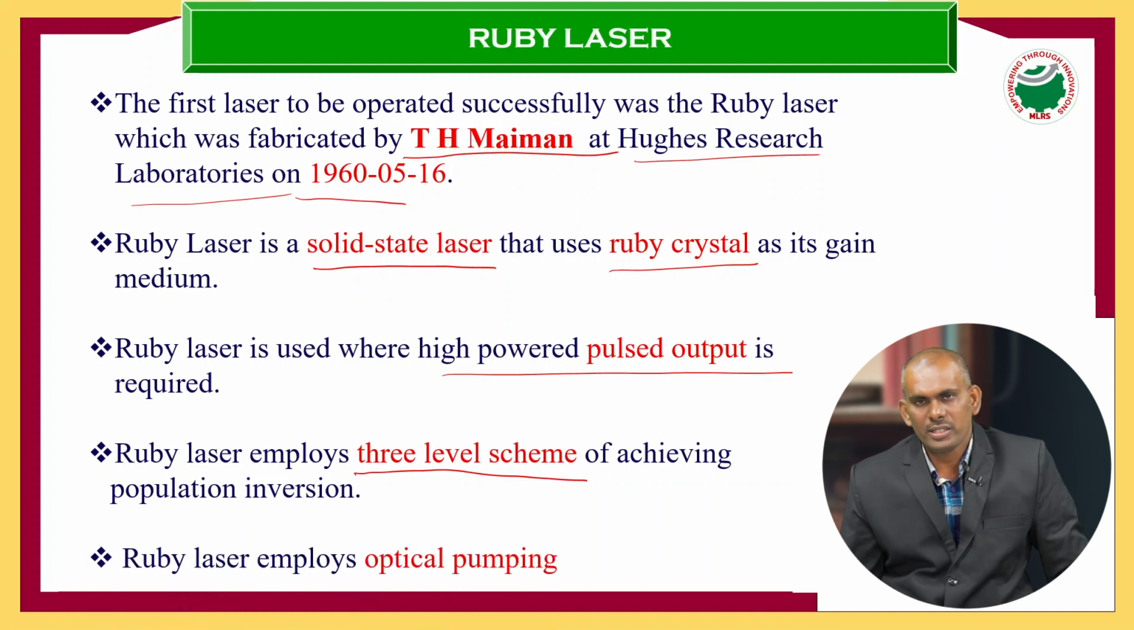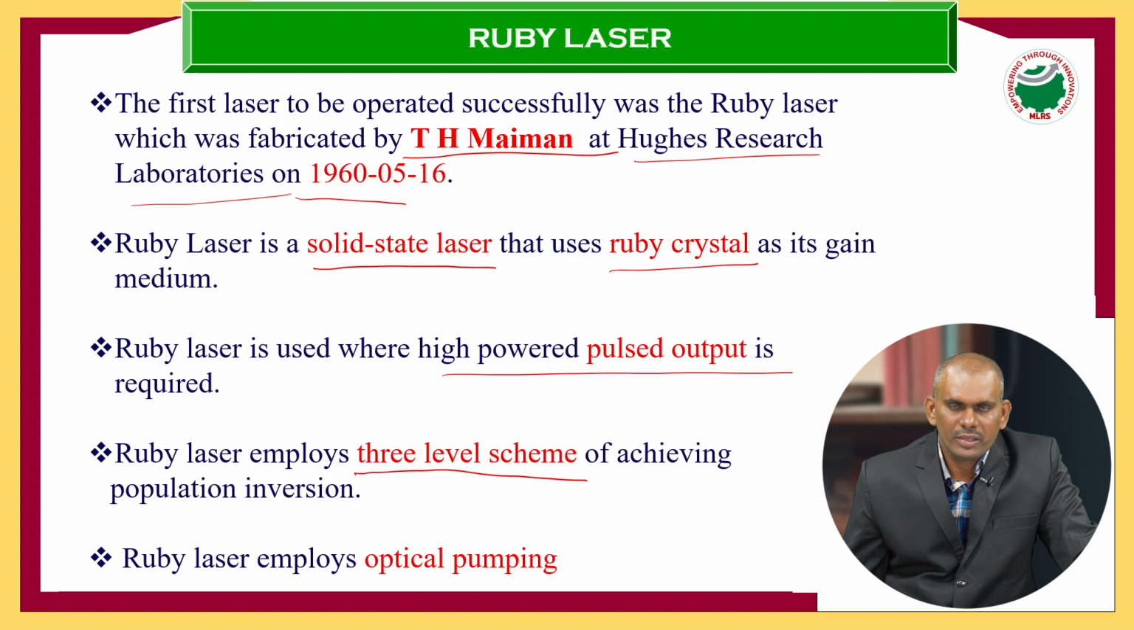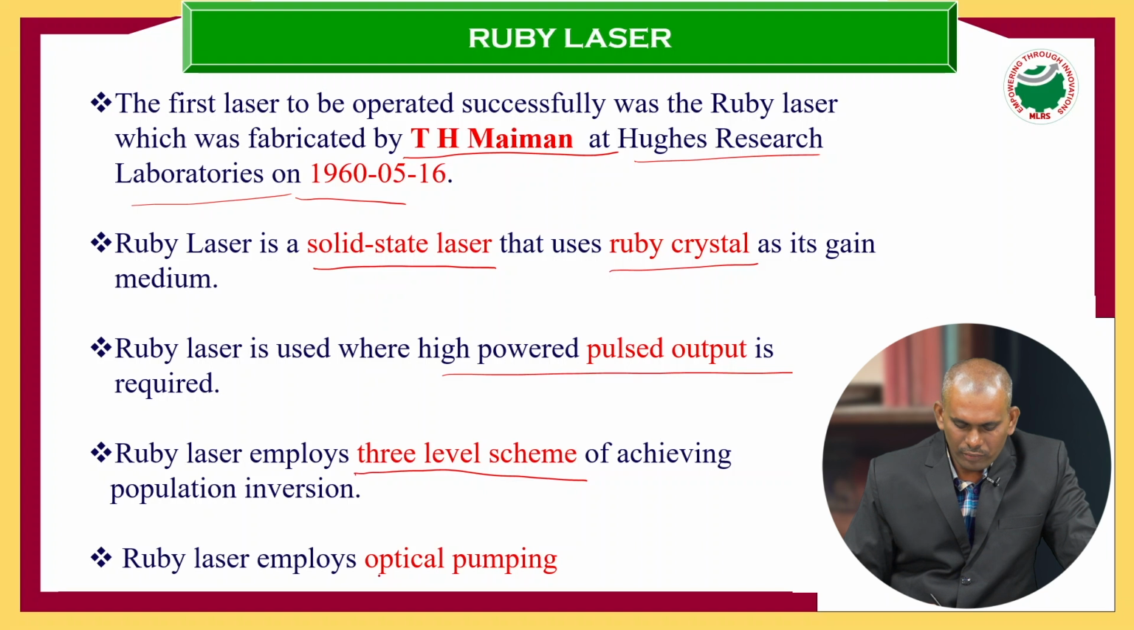And finally, ruby laser employs optical pumping method. Pumping mechanism is nothing but the process of providing external energy to excite the particles or atoms from lower energy levels to higher energy levels. That external energy we can apply to the active medium in the form of light. Optical pumping is nothing but, with application of light energy, exciting the atoms from lower energy levels to higher energy levels. Such type of pumping method we call optical pumping method. Here in our ruby laser, we are using optical pumping method.